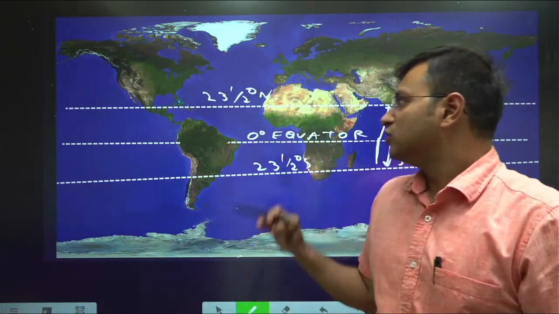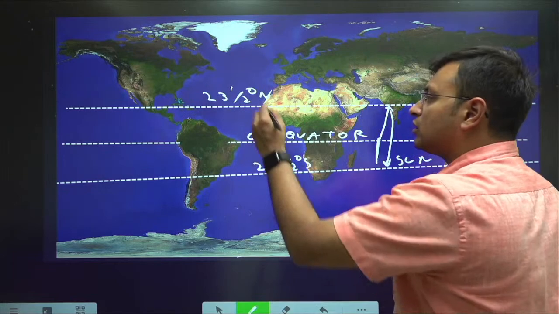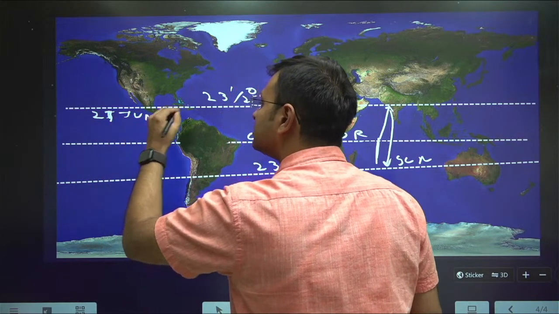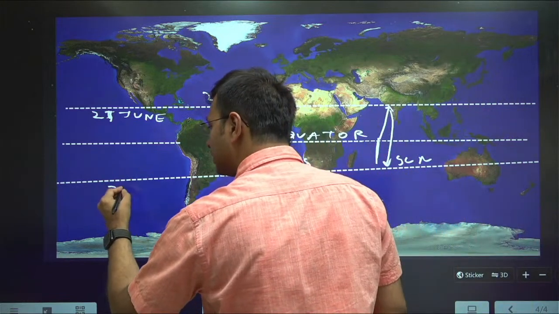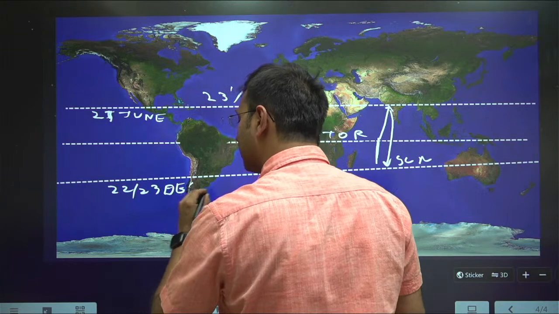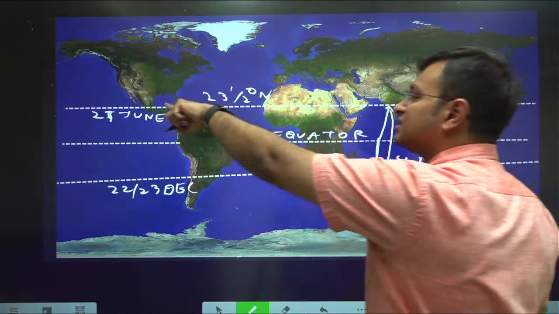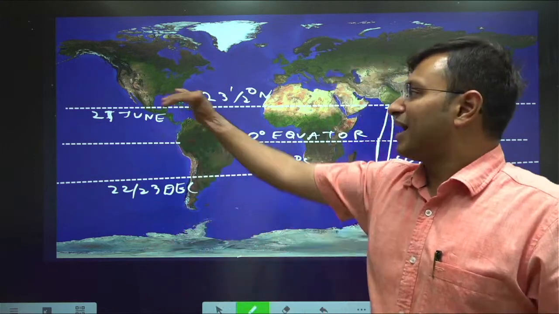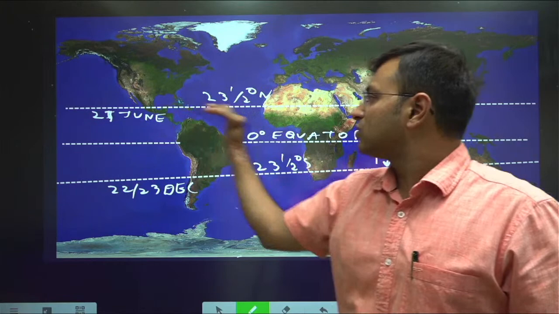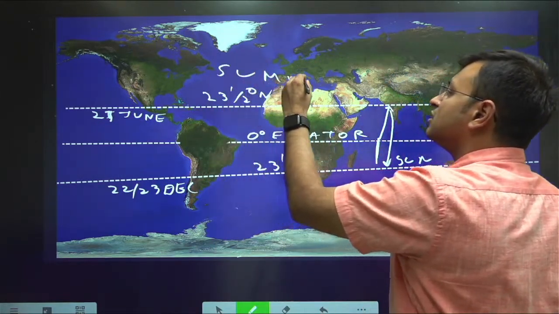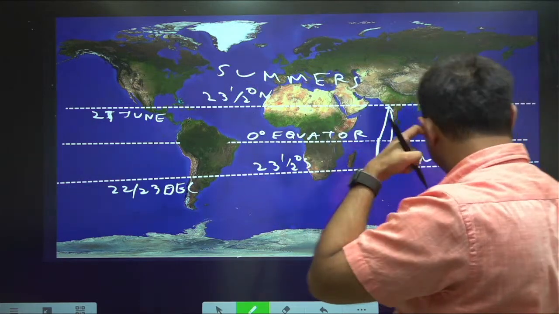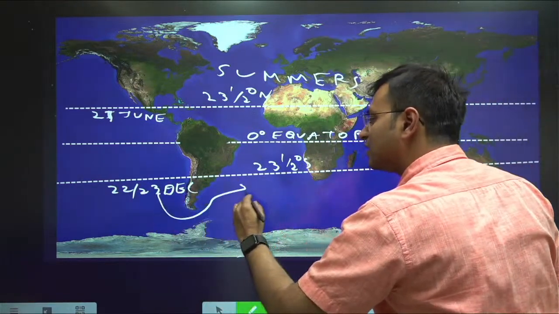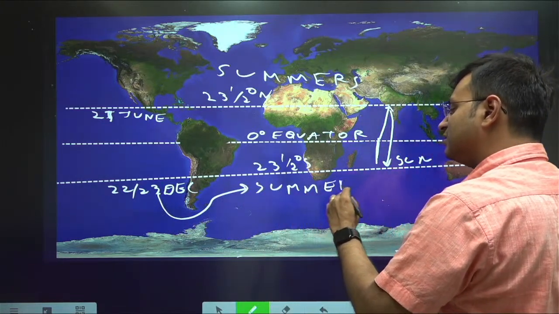around the Sun. So the Sun will be on the Tropic of Cancer on 21st of June, and the Sun will be on the Tropic of Capricorn on 22nd or 23rd of December. The Sun will be directly shining on this latitude on 21st of June, and directly shining on the other latitude on 23rd of December. As the Sun is in the northern hemisphere, this part of the world will experience summers, and this part of the world will experience winters. And on 22nd or 23rd of December, as the sun is over here, this part of the world will experience summers.